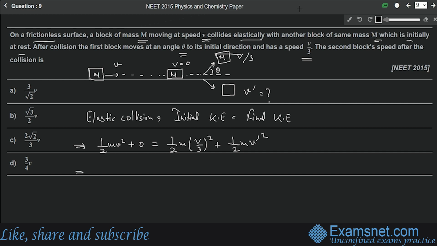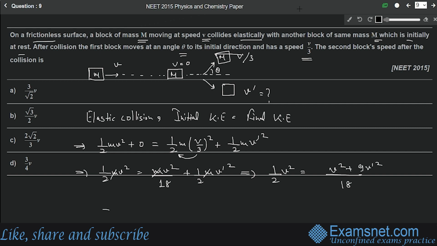So first let's solve it. From here only we'll get the value of v dash. Half mv square this side, and this side we get mv square upon 18, because square of 3 is 9 and 9 into 2 is 18, plus half m v dash square. Now m can be eliminated from here. So half v square on the left hand side, and on the right hand side if we take the LCM 18, here we get v square plus here we get 9v dash square.